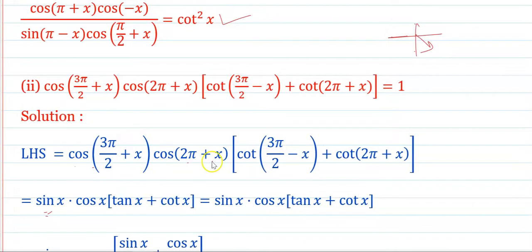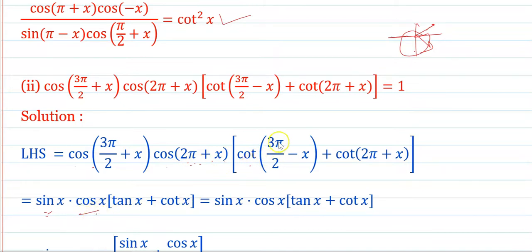Next, cos of 2 pi plus x. Function will remain as it is. 2 pi plus x means what? This is the 2 pi plus x. It is in the first quadrant. Integral multiple of pi. Function remain as it is. It is in the first quadrant. Cos of 2 pi plus x is cos x.